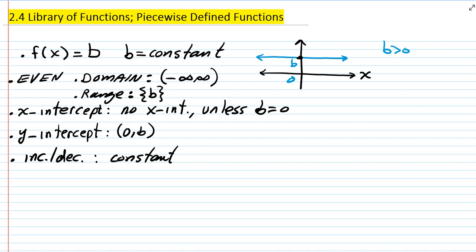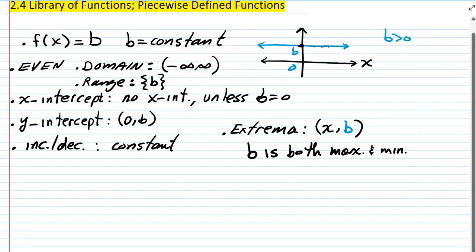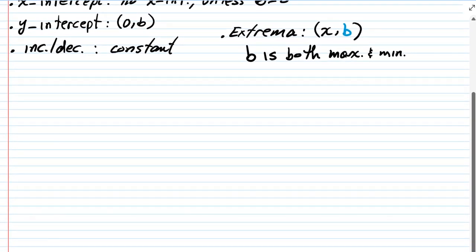And what about the extrema? We talked about extrema in the previous section. Let's put it to work here. It means max and minimum. Well, every point on the line, on this blue line, will be both a max and a minimum. So the extrema is going to be located at x and, of course, b. The value of the extrema, that is the maximum or the minimum, is b. So b is both max and minimum, okay, for a constant function. And that's good enough for a constant function.